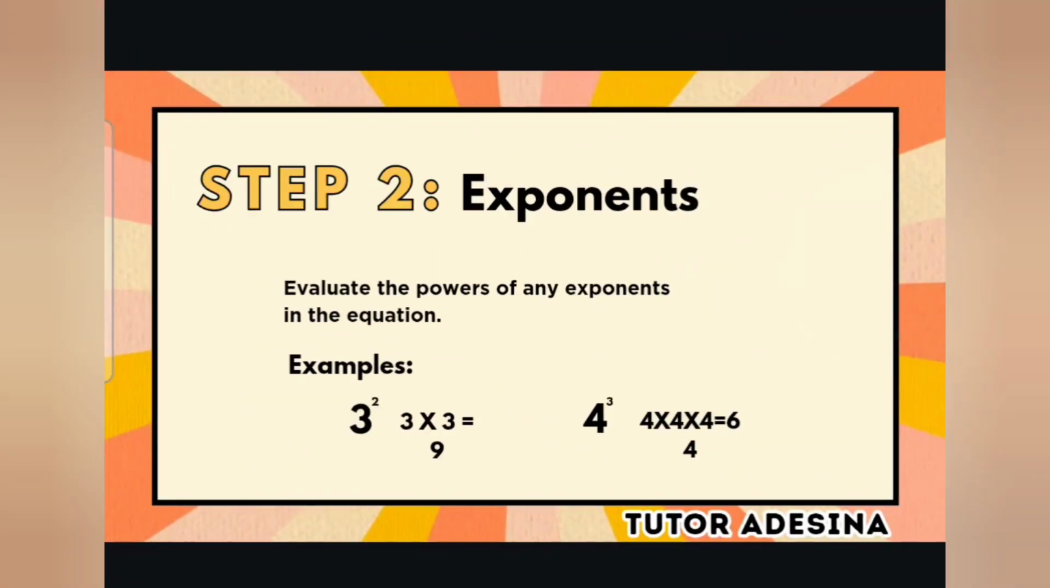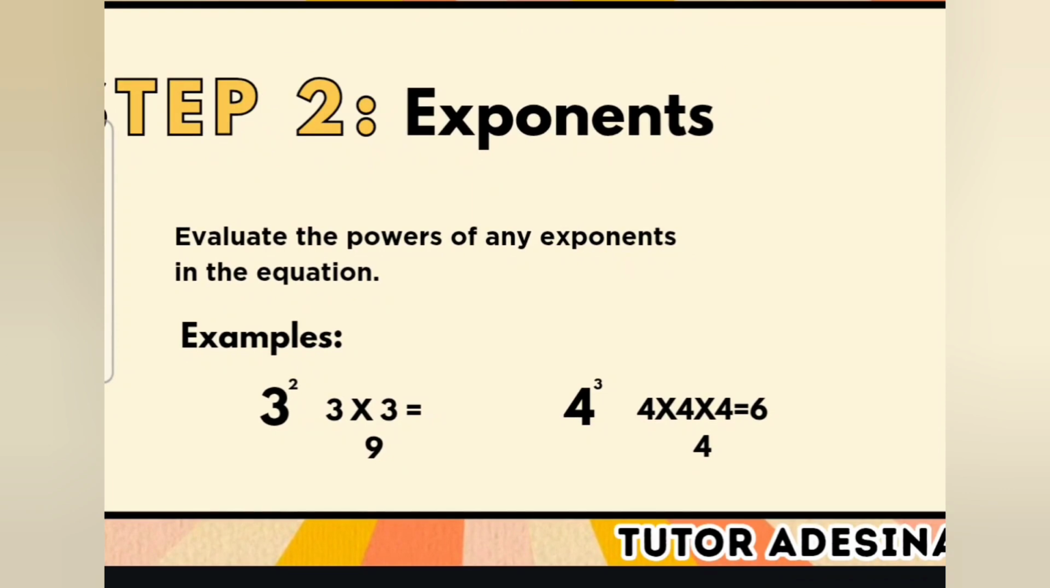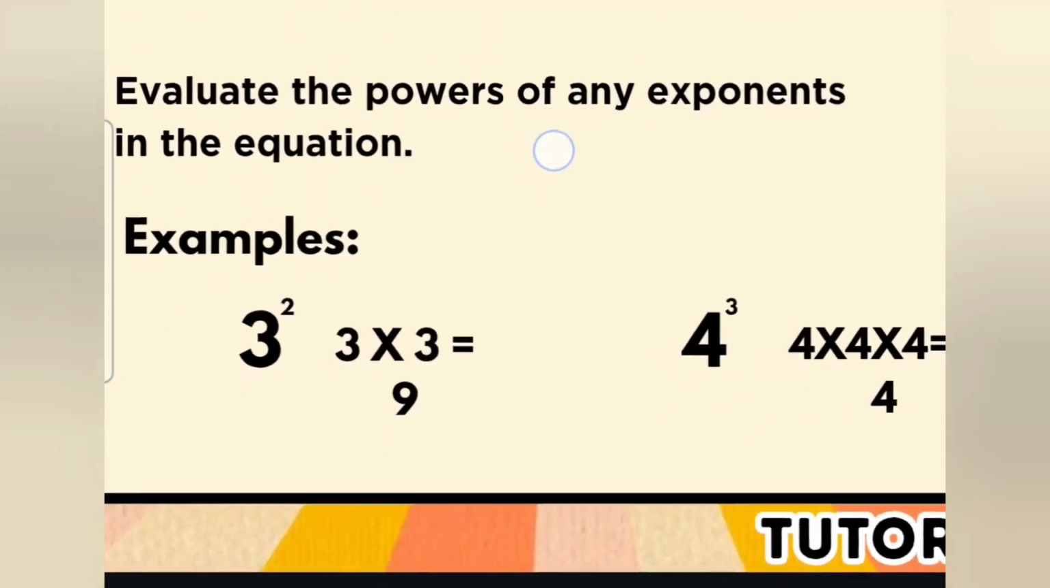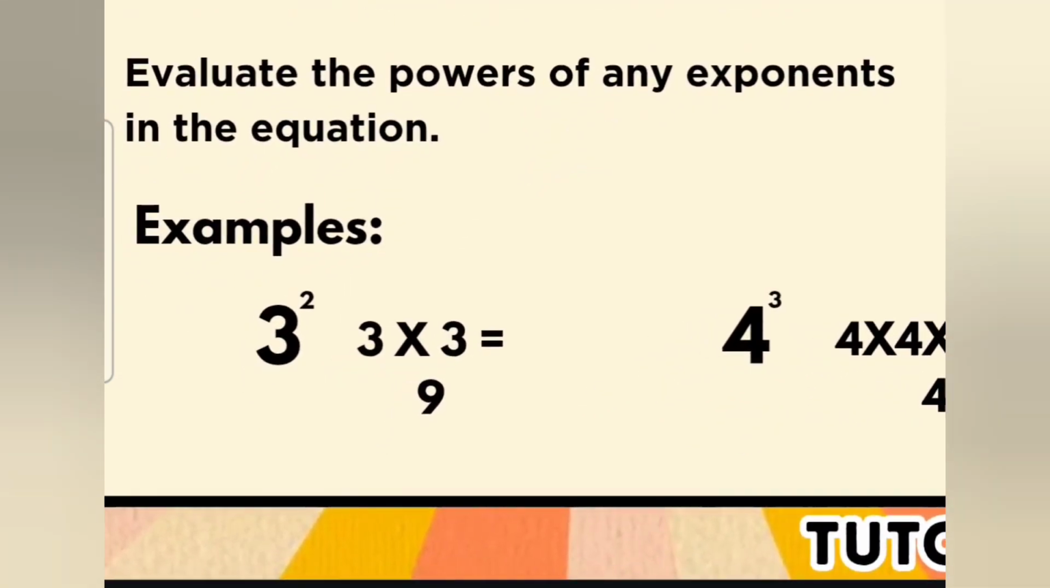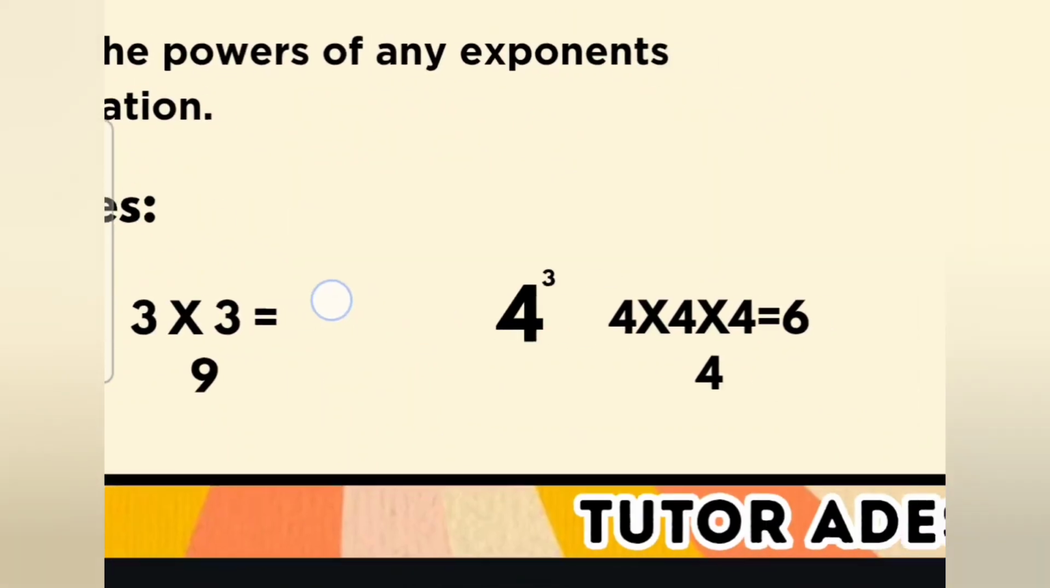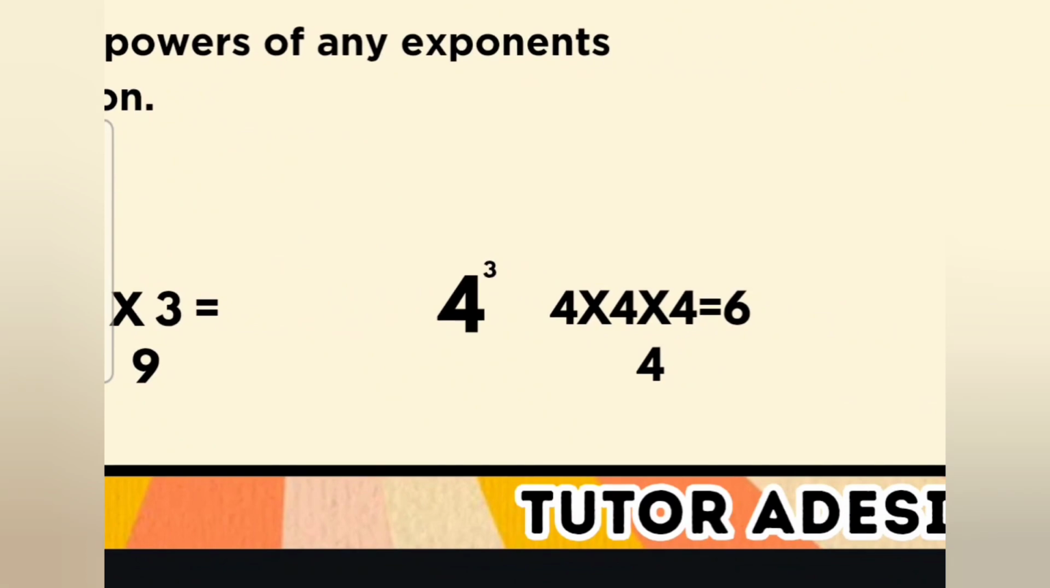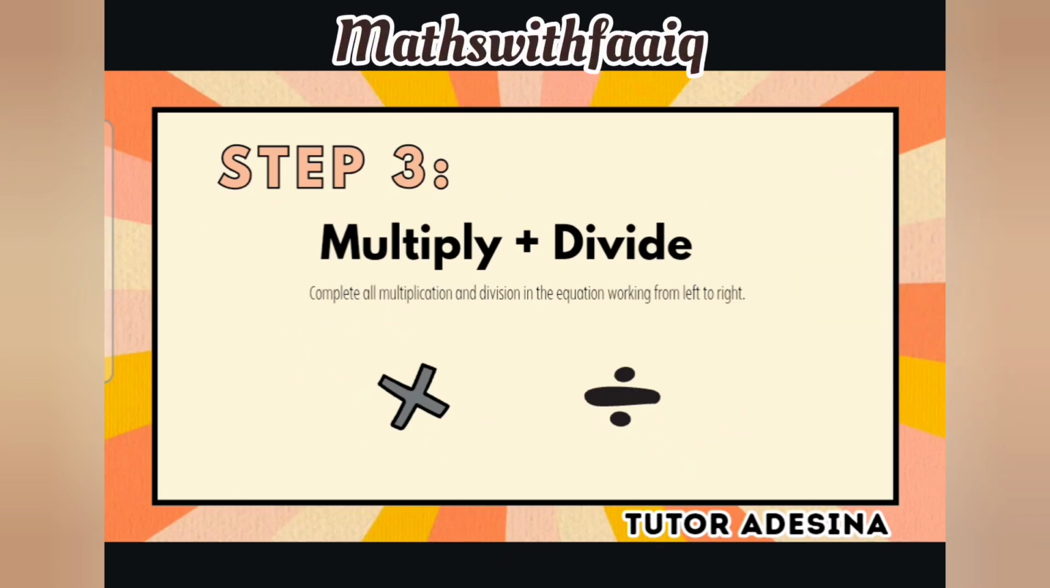So what's the next step? The next step is exponent. Exponent has to do with any expression that is raised to power or that has an index. Index is the same thing as having a power. So any expression that has power, you treat them after you treat the one inside the bracket. For example, 3 raised to power 2 is the same thing as 3 times 3, which is equal to 9. Then 4 raised to power 3 is the same thing as 4 times 4 times 4, which is equal to 64. Let's move to the next slide.